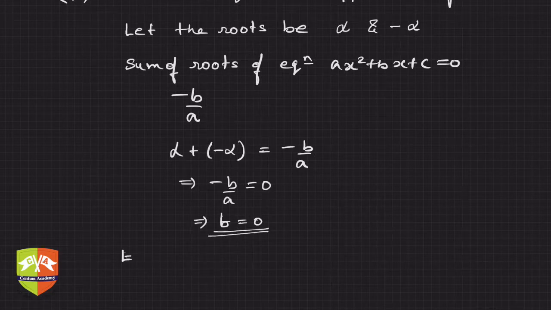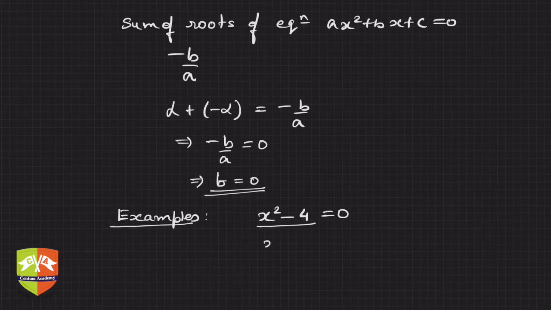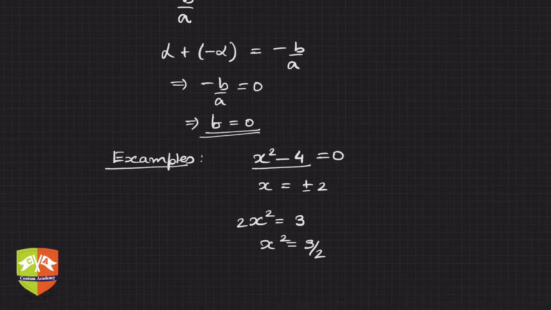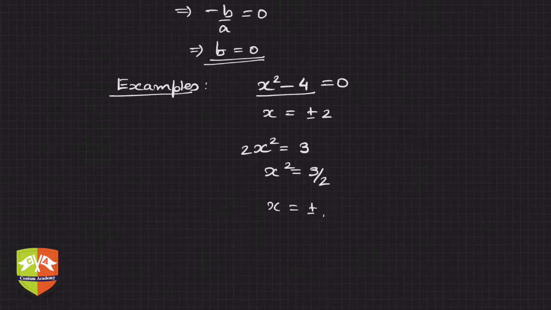So let us take examples. Examples like x squared minus 4 equals 0. In this case, x is equal to plus minus 2, isn't it? So equal and opposite signs. And similarly, 2x squared is equal to, let's say, 3. So x squared will be equal to 3 by 2. So x will be equal to plus minus root 3 by 2. So equal in magnitude and opposite in sign. So there will not be any term containing x. The moment you see such equations, you know that the roots are equal and opposite.